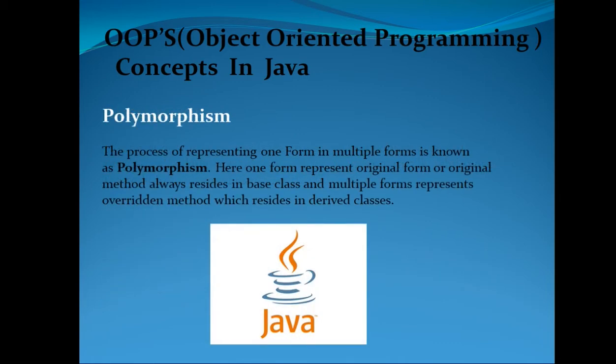And the last one we are going to discuss is polymorphism. The process of representing one form in multiple forms is known as polymorphism. Here, one form represents the original method, which always resides in the base class, and multiple forms represent the overridden method, which resides in the derived class.